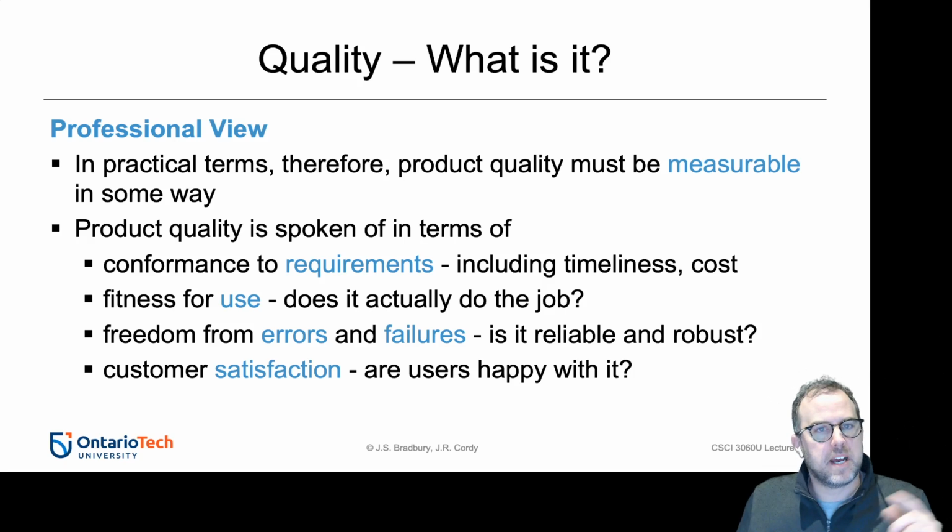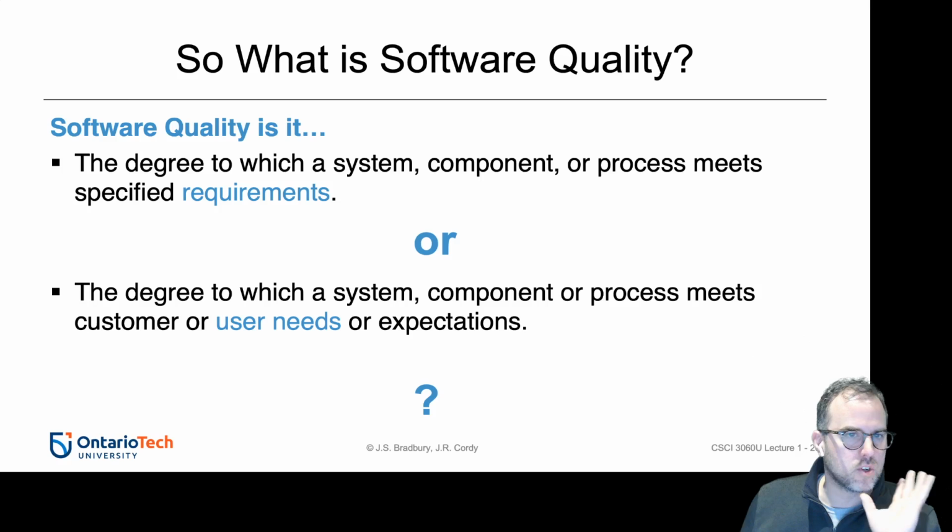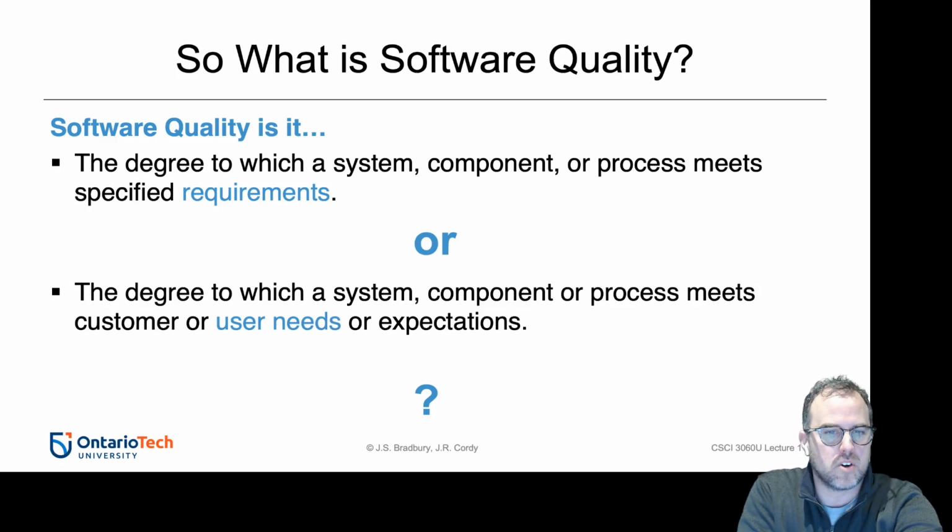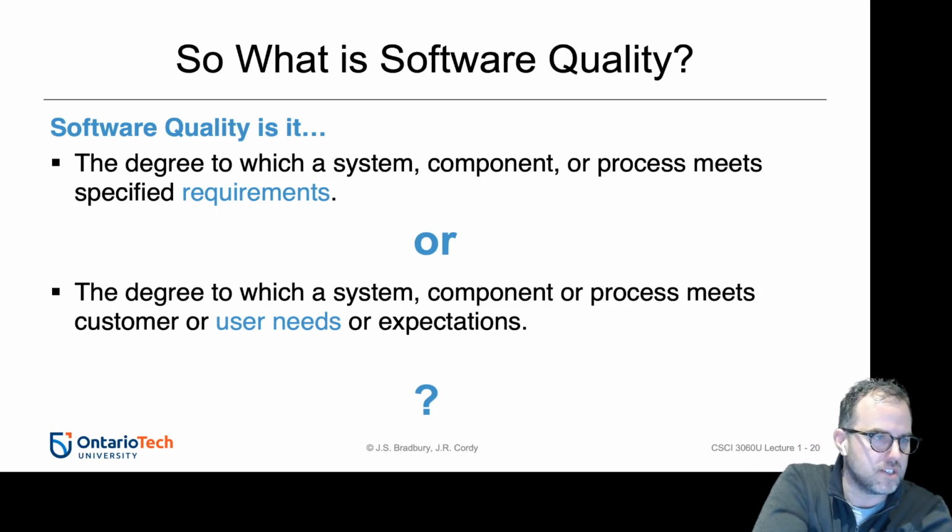Getting back to software quality, that was just general quality. In terms of software quality, I've got two definitions for you. Let's call them A and B. I should have done a poll for this, but I didn't. The first definition is the degree to which a system, component, or process meets the specified requirements. B is the degree to which a system, component, or process meets the customer or user needs or expectations.